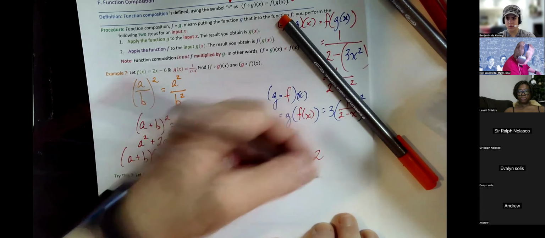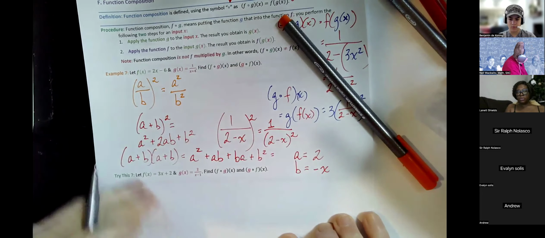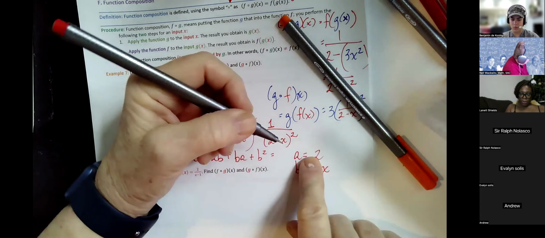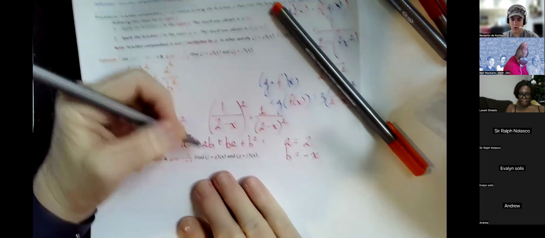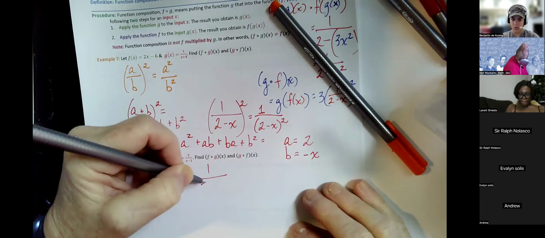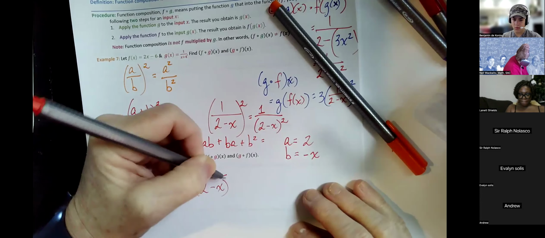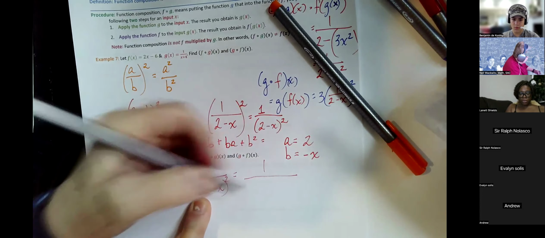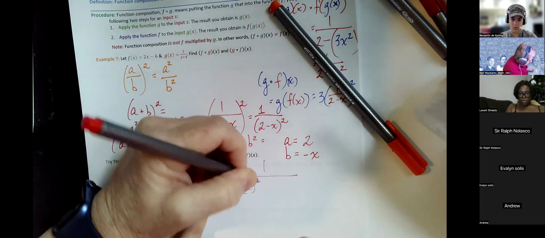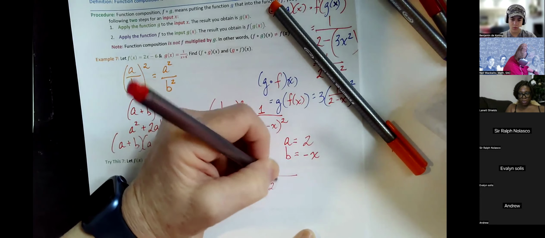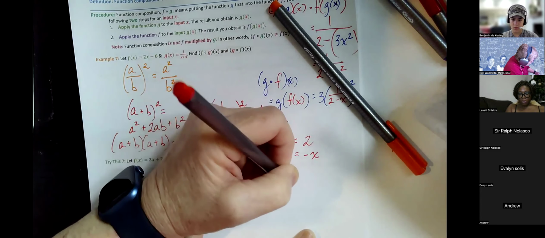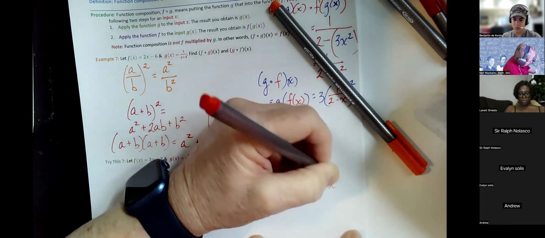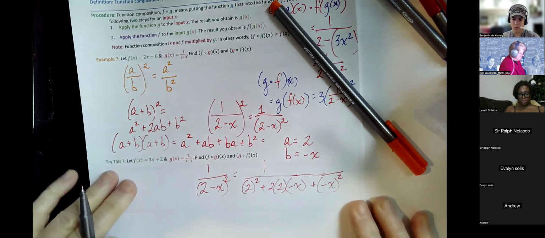Negative x. Good. And that's why we only have one thing to remember, one rule. So we have 1 over 2 minus x, squared. That's going to be a squared. I'm going to write it as 2 squared plus 2 times a times b plus b squared. Is that right so far?